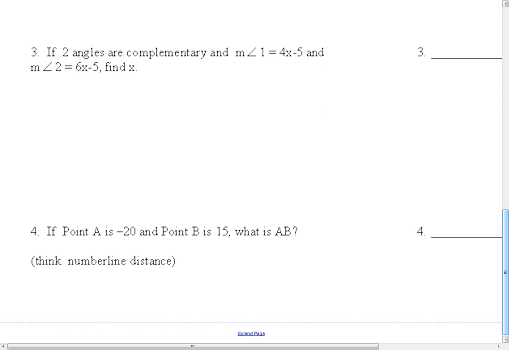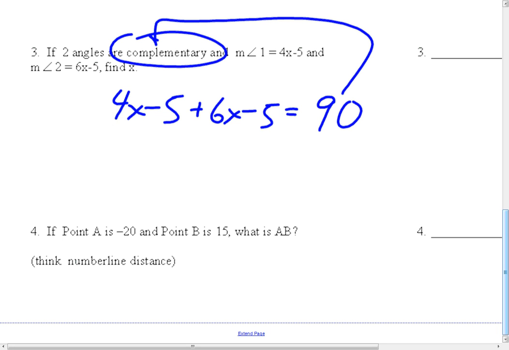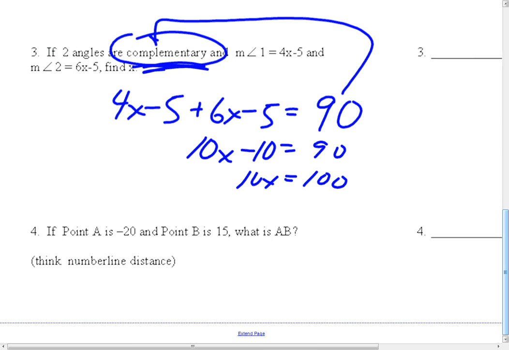Number 3, raise your hand. Tell me what your equation would look like. Kyle? 4x minus 5 plus 6x equals 90, the 90 coming from complementary. This one is not asking for a justification because the justification is right in the instructions. x equals 10. Is that correct? Is my arithmetic correct?